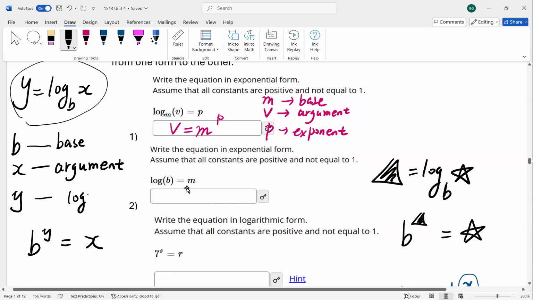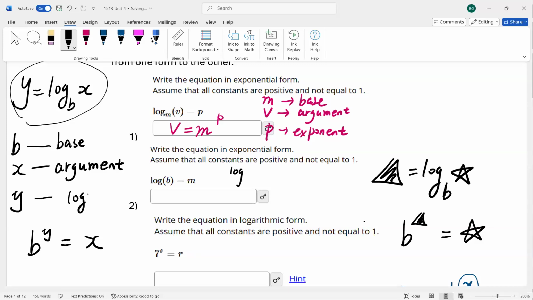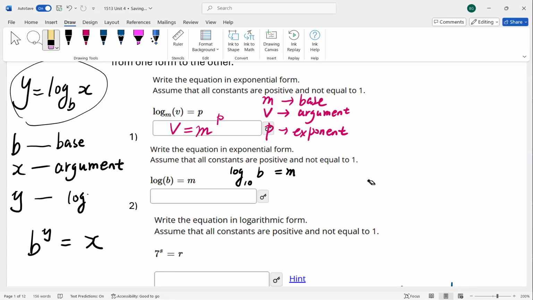Yes. Okay, so when you see the base is missing, that means it defaults to 10. When a logarithmic function has base 10, we call it a common logarithmic function, common log. So when you see the base is missing, that actually means the base is 10. On your scratch paper, you can write it out: log base 10, the argument is b, and m equals m, right? And you can write the 3 parts.